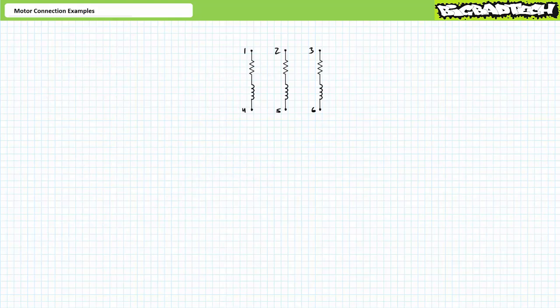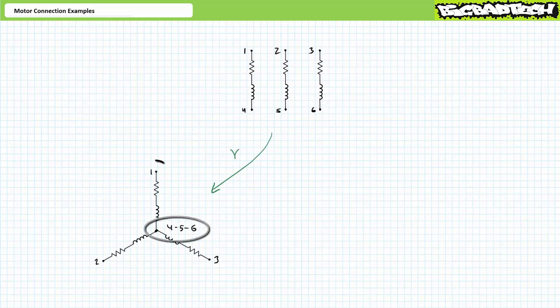You'll recall six-lead motors consist of three individual windings, windings 1-4, winding 2-5, and winding 3-6, isolated from one another with both terminals of each winding externally accessible. When configured as a Y, terminals 4, 5, and 6 are tied together, and the primary voltage L1, L2, and L3 is connected to terminals 1, 2, and 3, where swapping any two applied phase sequences reverses rotational direction.